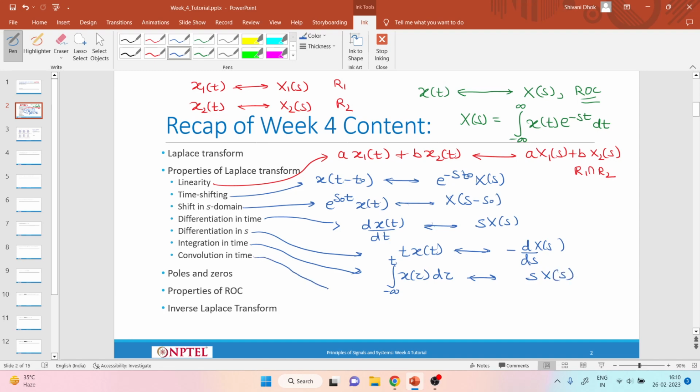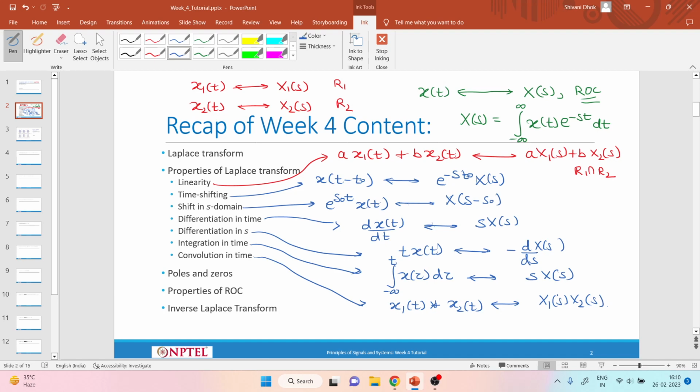And the last property that was covered was convolution in time, and it says that if I have two signals x1 of t and x2 of t, and I'm just convolving these two signals, then my output will be x1 of s into x2 of s.